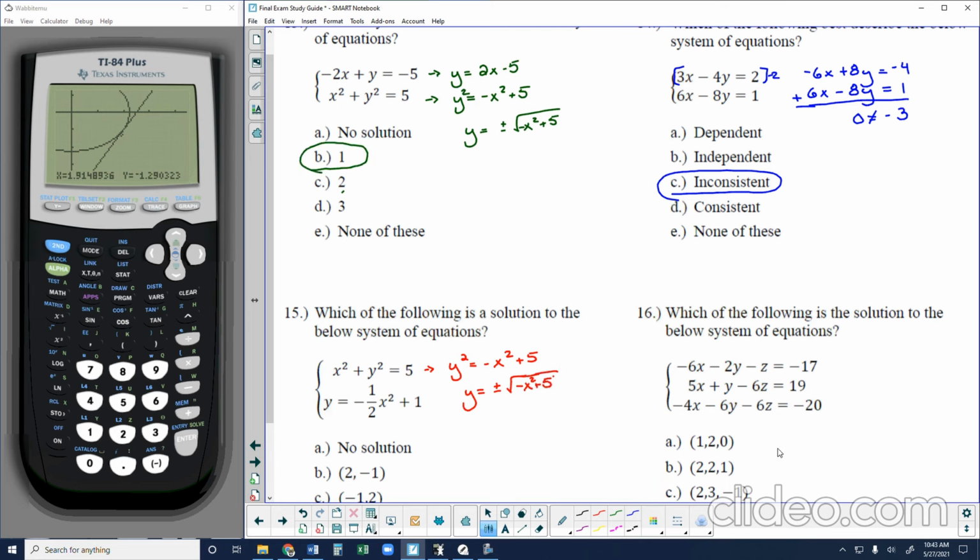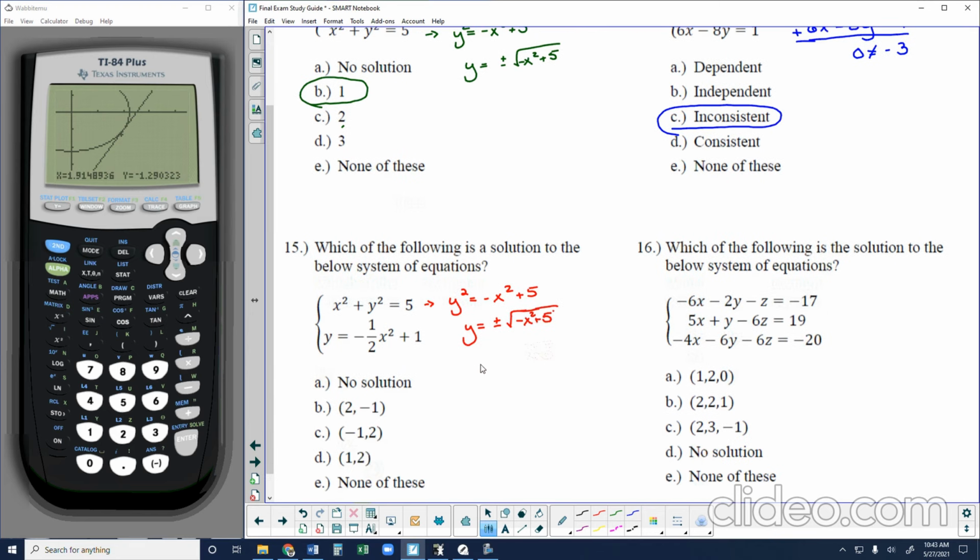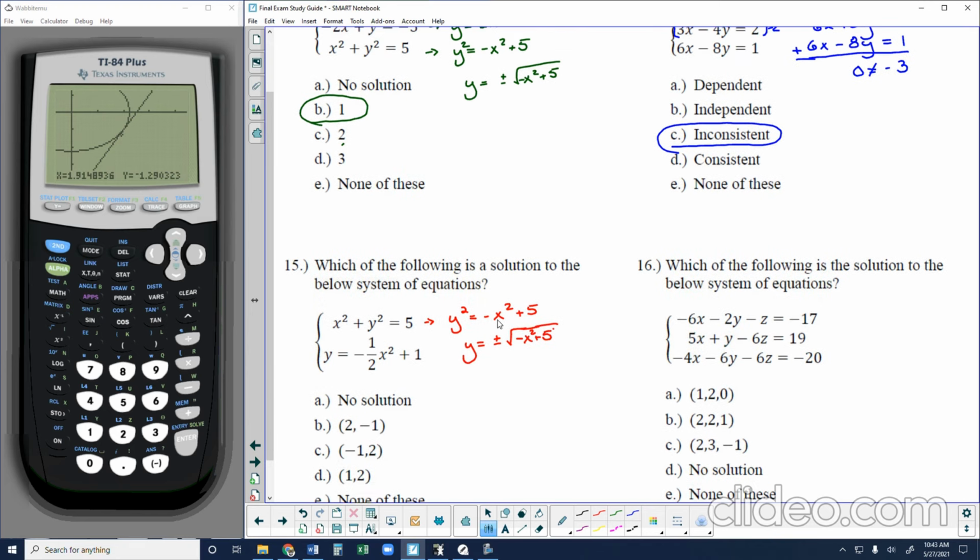Sorry about that. In problem 15 now, rewriting the equations, I had the same equations that I had before, plus or minus the square root of negative x squared plus 5. So those two equations are in there as y2 and y3. Again, two lines because I have one positive and one negative. Let me go ahead and input the other equation, so negative 1/2 x squared plus 1, and I'm going to hit zoom and hit standard so I can go back to the normal window here.